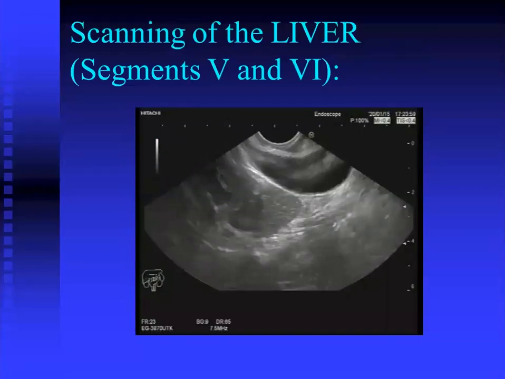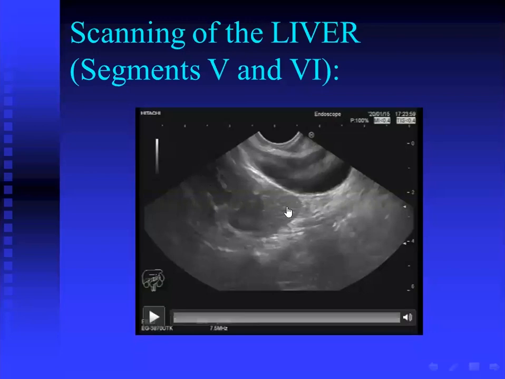If you noticed, I mentioned all liver segments in the previously seen 2 videos, except segment 5 and segment 6. Segments 5 and 6 are related to the gallbladder. Segment 5 is at the neck of the gallbladder here, and segment 6 is at the fundus of the gallbladder. How can I get this view, the gallbladder and segments 5 and 6?